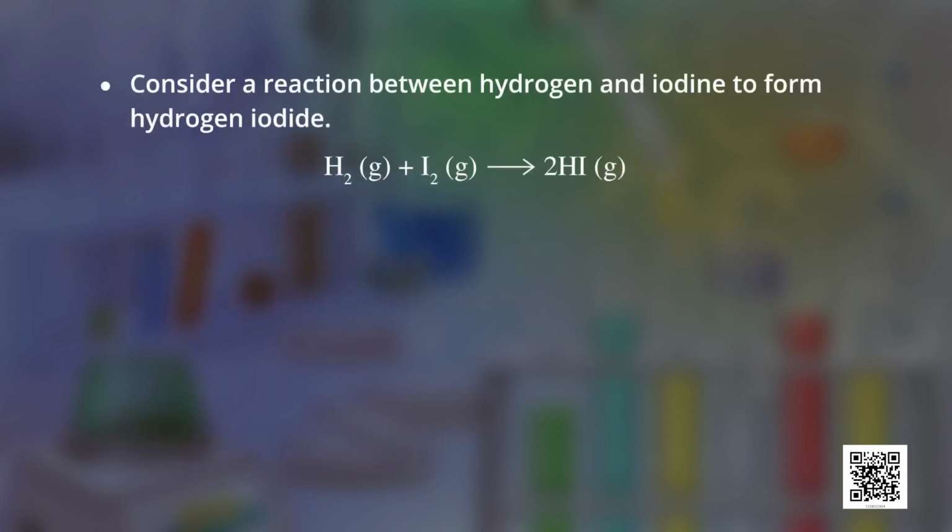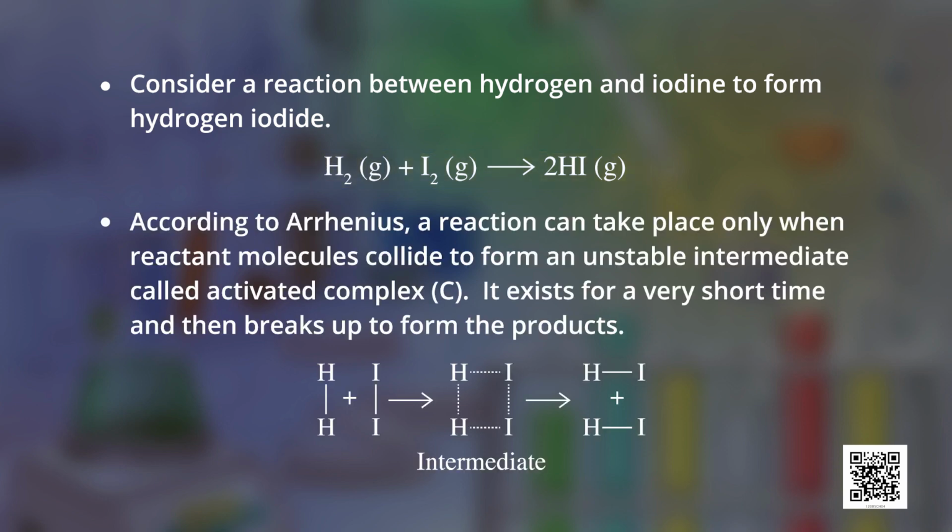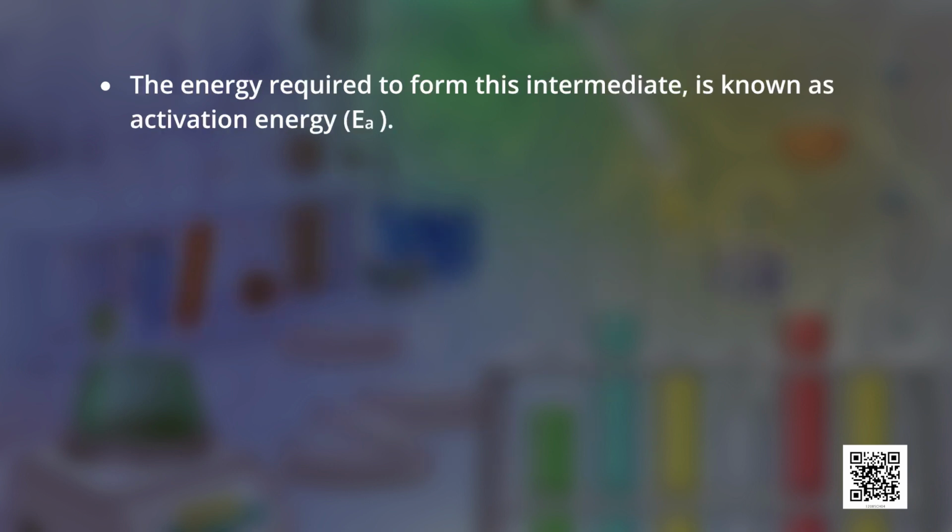To understand this better, let us consider a reaction between hydrogen and iodine to form hydrogen iodide. H2 combining with I2 to form 2HI. According to Arrhenius, this reaction can take place only when a molecule of hydrogen and a molecule of iodine collide to form an unstable intermediate. The energy required to form this intermediate is known as activation energy.